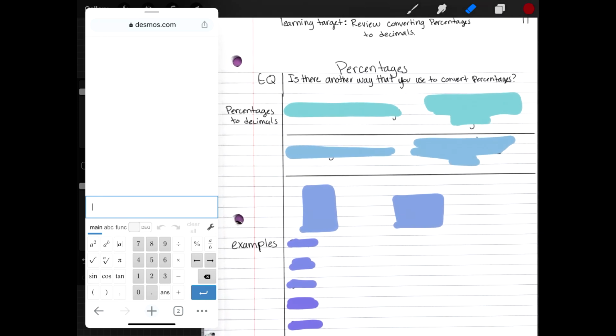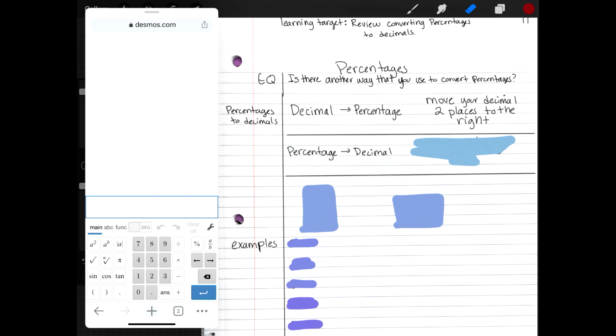Okay, so let's talk about percentages to decimals and decimals to percentages. So let's talk about decimals to percentages. Either last year or the year before, you guys learned how to get a decimal and change it to a percentage. You might use multiplying by 100, or you might have noticed there's a quicker way to do it: you move your decimal place to the right 2 places. For percentage to decimal, you would move your decimal 2 places to the left.